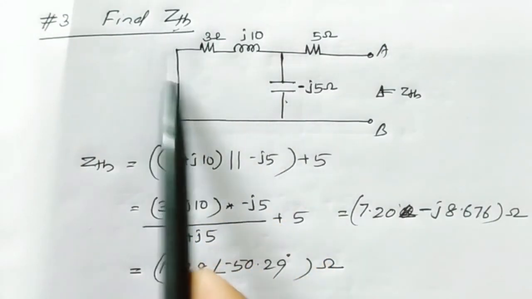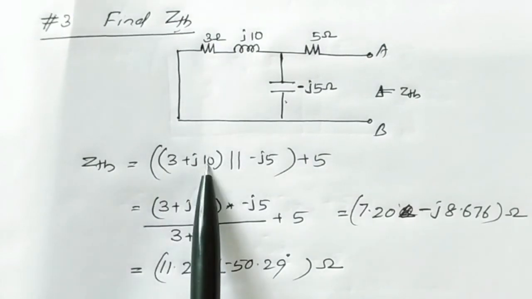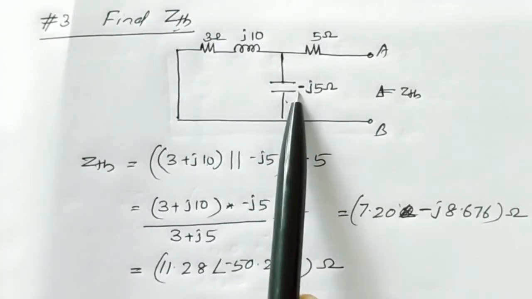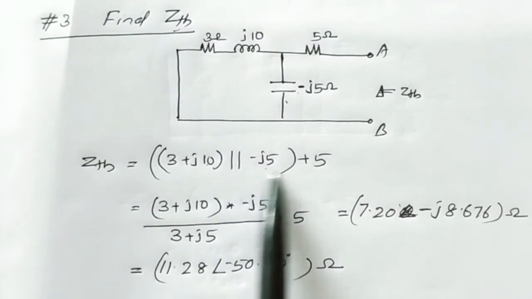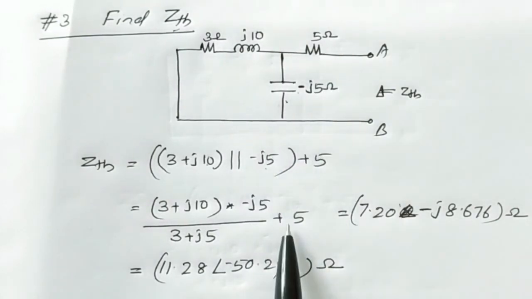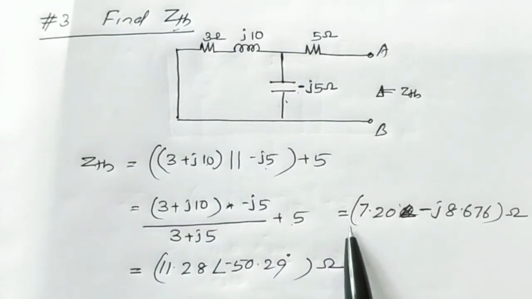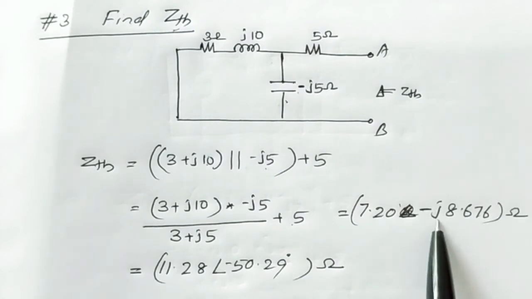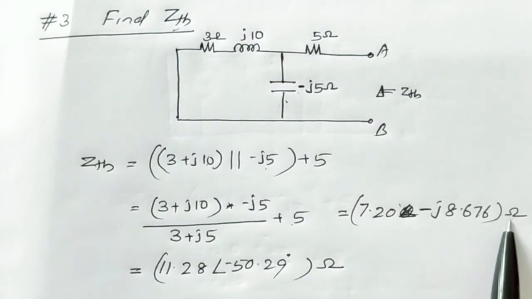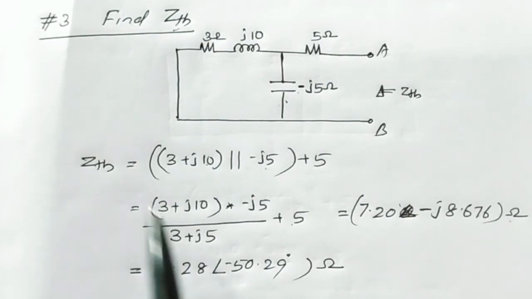Considering this path, the total impedance is 3 plus j10, that is in parallel with this capacitive reactance minus j5, that is in series with 5 ohm, so plus 5. By using the calculator, you can obtain the rectangular form result as 7.20 minus j8.676 ohm. Converting that into polar form, the Thevenin's equivalent impedance is 11.28 angle minus 50.29 degree ohm. Now the next step is to draw the Thevenin's equivalent circuit.